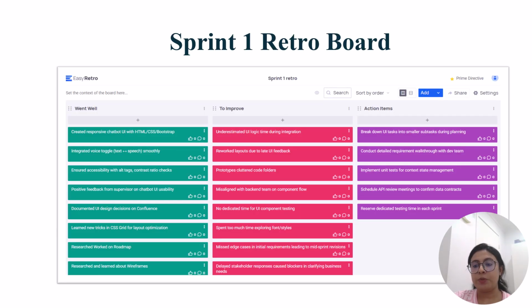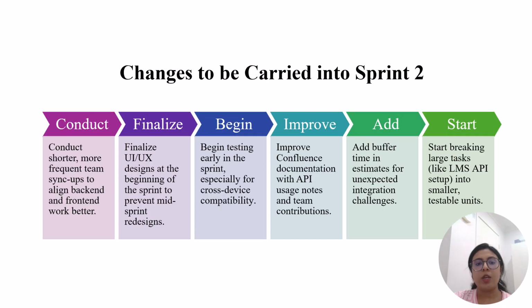Sprint 1 retro board. Our retrospective board highlighted things that worked well, like task clarity and communication, and areas for improvement, such as earlier backend cooperation, and the reflection will guide our next sprint as well. Changes to be carried onto Sprint 2. For Sprint 2, we plan to enhance mobile responsiveness, implement NLP fallback mechanisms, and ensure earlier alignment with the backend APIs to avoid integration delays.